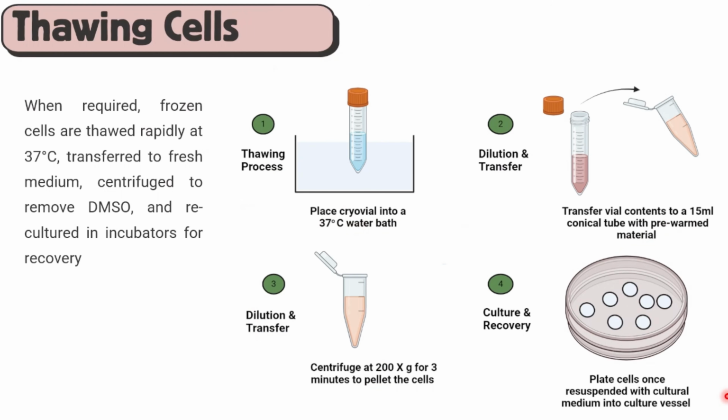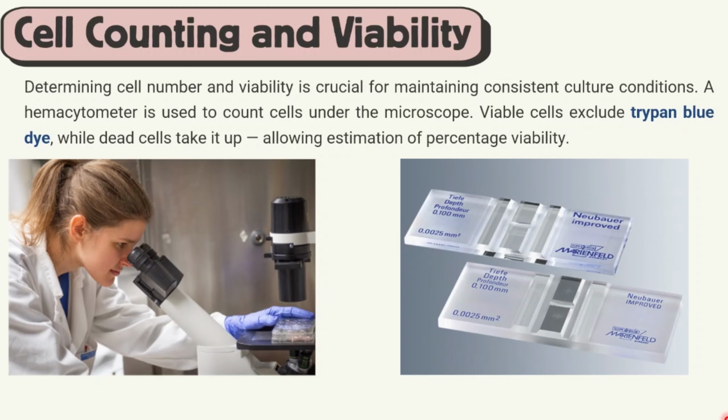So when required, frozen cells are thawed rapidly at 37 degrees C using a 37 degrees C water bath. You place the cryovials into the water bath for as long as needed for the cells to melt. Thereafter, the contents are transferred into a conical tube with pre-warmed media and then centrifuged. After centrifugation, the pellet containing the cells is then resuspended with culture media into vessels, and subculturing can continue from there.